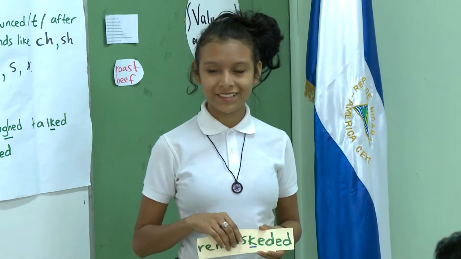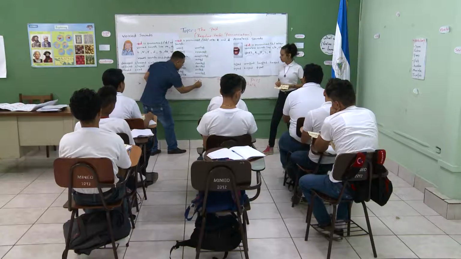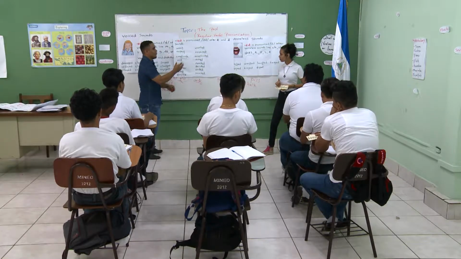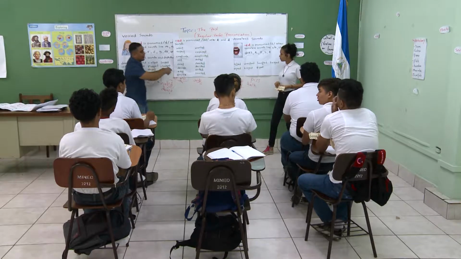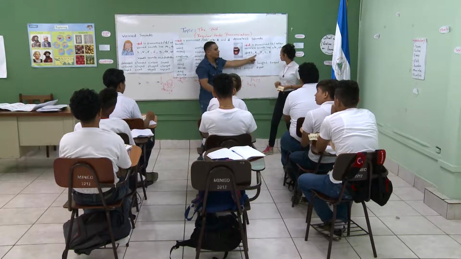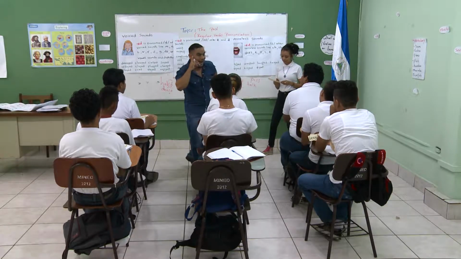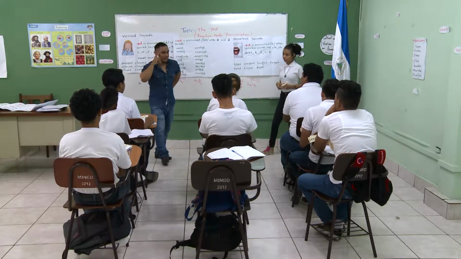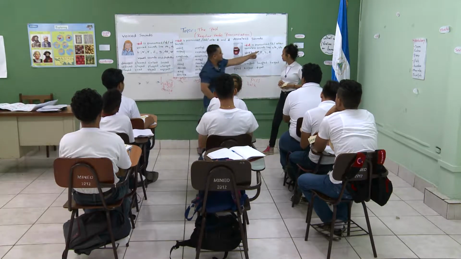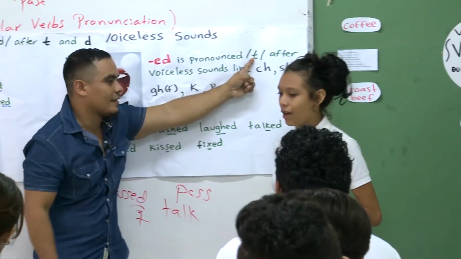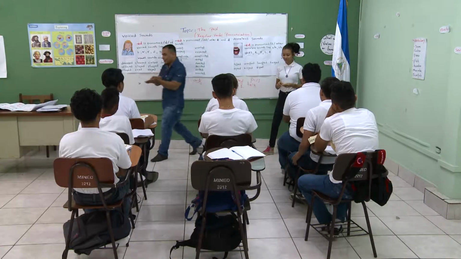Ask. Okay, everybody, ask. The final sound is K. Where is K? Over here. K. So in the past we don't say ask it. Asked. Say it. Asked. Okay, clap your hands.